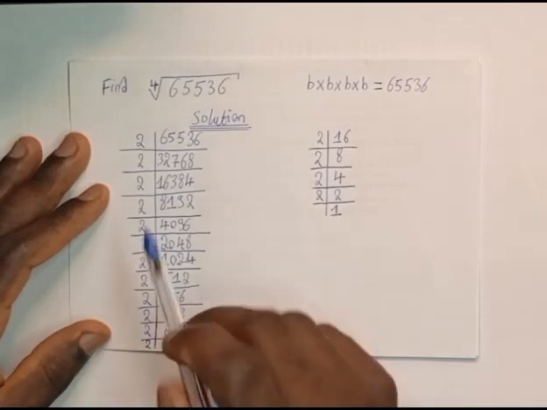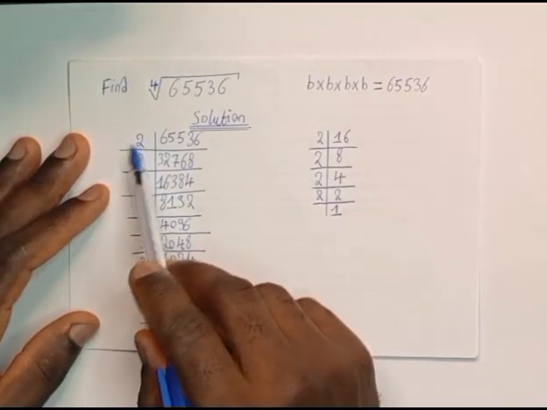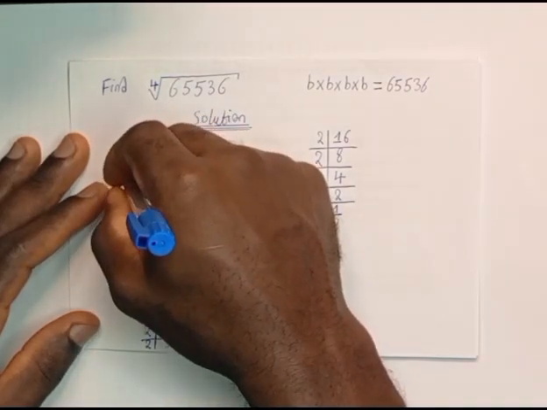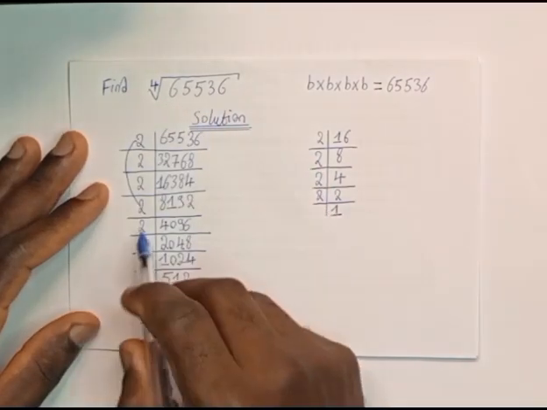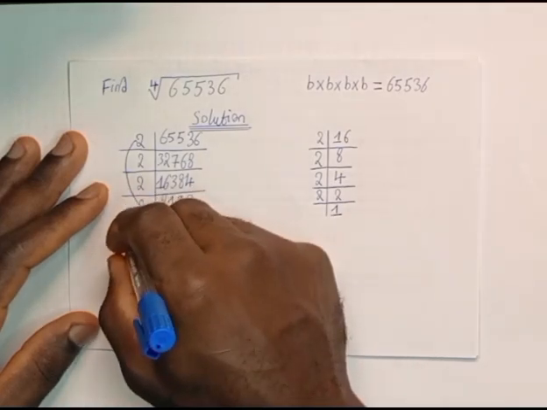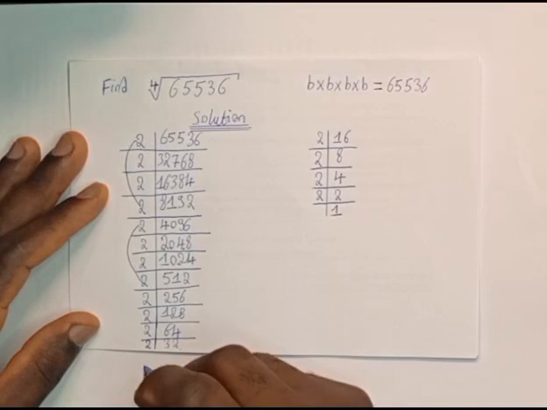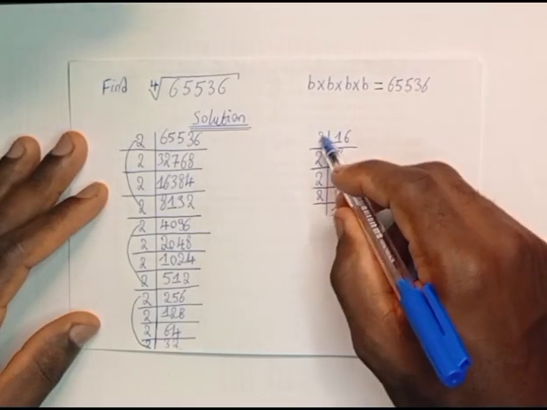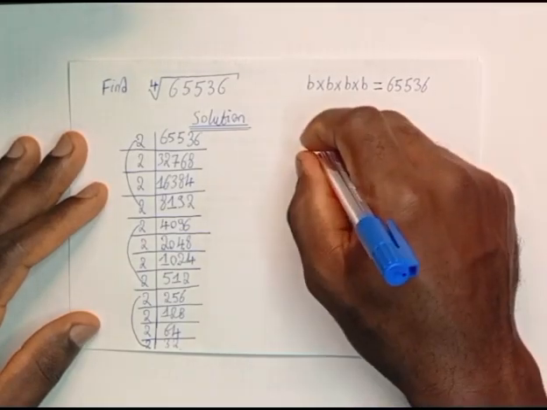Let's do the counting. 1, 2, 3, 4. This is the first group. We count 1, 2, 3, 4. This is the second group. We count 1, 2, 3, 4. This is the third group. We count 1, 2, 3, 4. This is the fourth group.